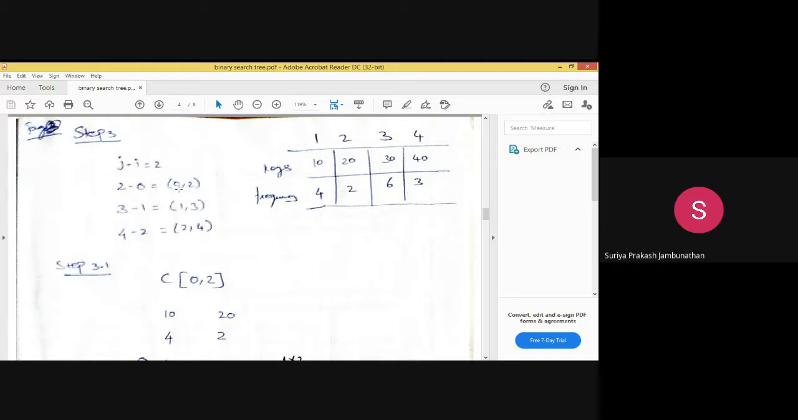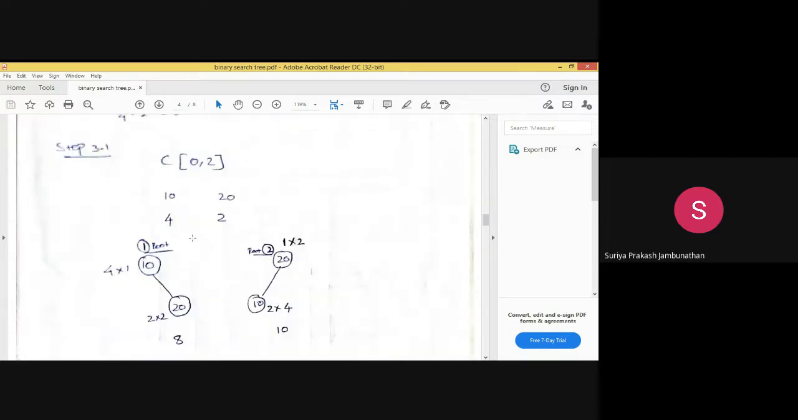First we are identifying for 0 comma 2. When you are taking 0 comma 2, we consider the first and second root positions. So 10, 20 and frequencies 4, 2 we are considering. With these we are making our graph. Here we are putting 10 and 20, so we have 2 values. First we put 10 as the root node with 20 as the leaf node. Then we make 20 the root node and 10 the leaf node.